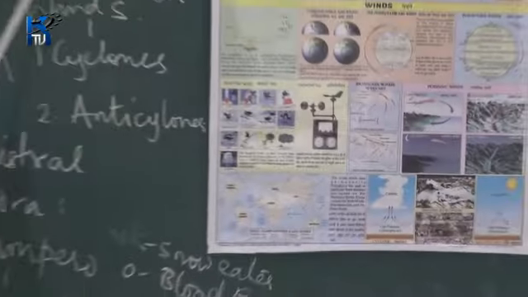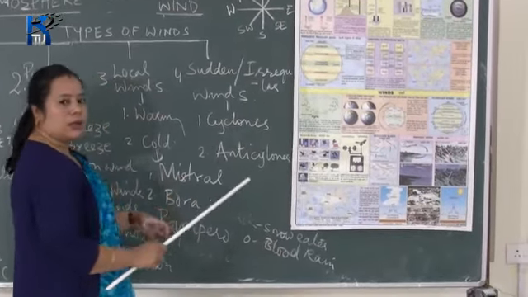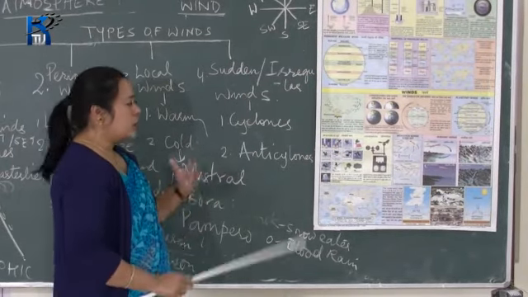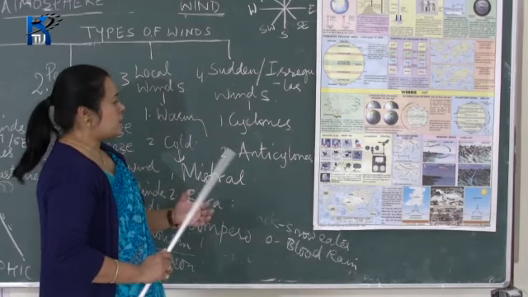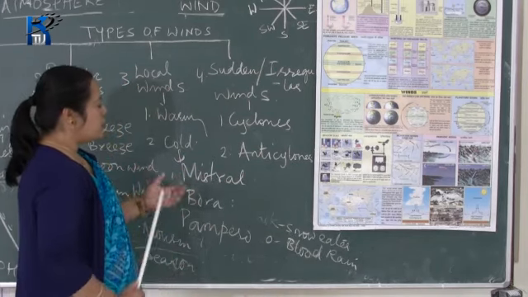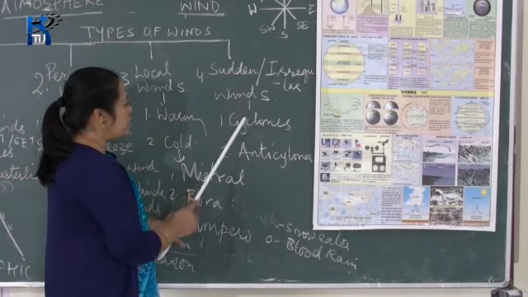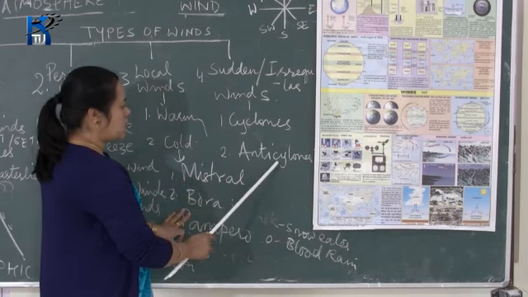Another type of wind is sudden or irregular wind. That means this wind blows suddenly because of the unequal high pressure and low pressure, because of the development of high pressure and low pressure. And two types of sudden winds are cyclones and anticyclones.